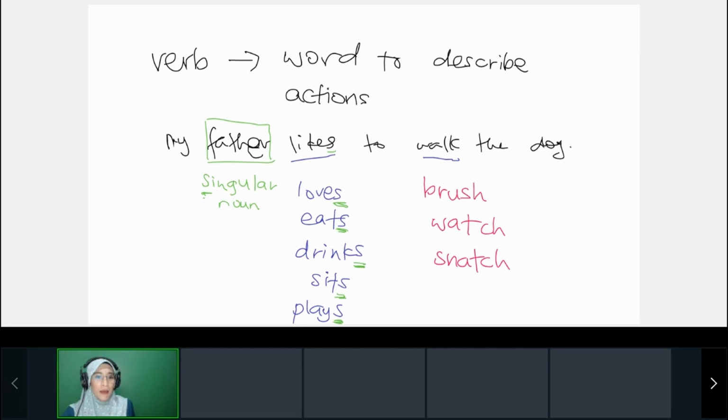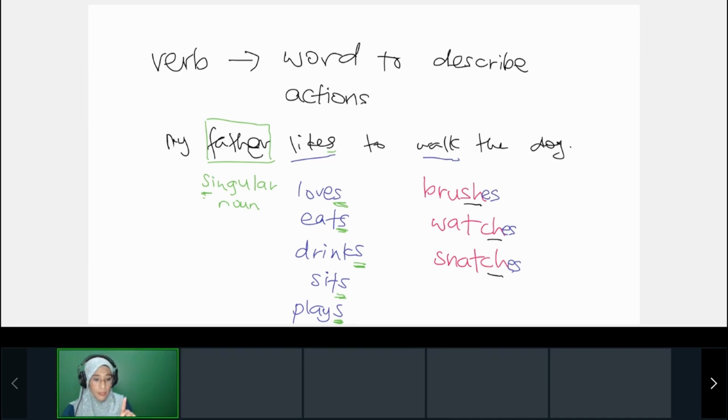Okay, so now we have the last letters sh and ch. So we cannot just simply add s like this. No, no. There is a way for you to do it. You add es. So it looks a lot clearer, right? It looks nicer also. So you have brushes, watches, snatches.